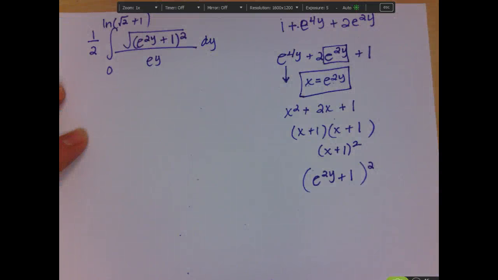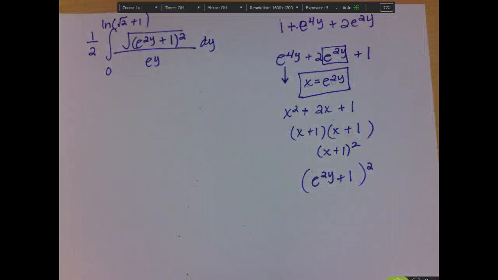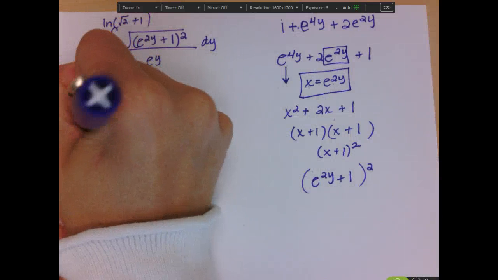And so I'm going to plug that back into my integral. Hopefully you can see why that's helpful. I've got a perfect square, and anytime I have a perfect square, I can square root it.